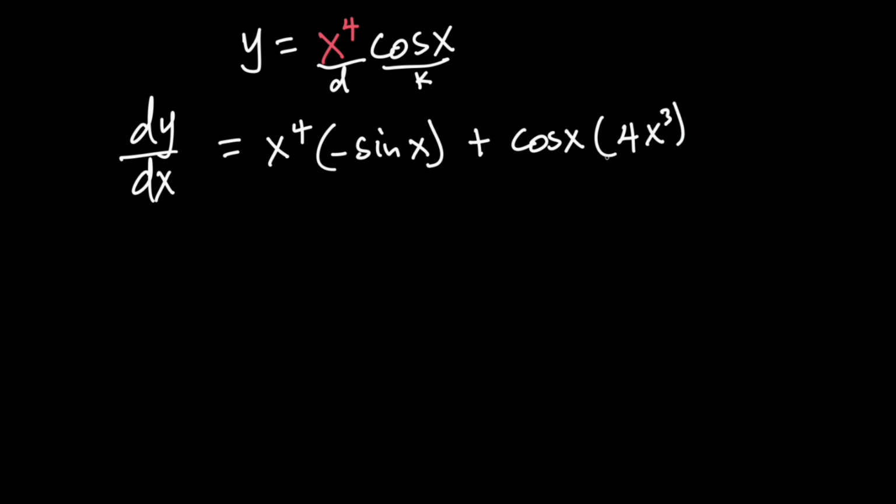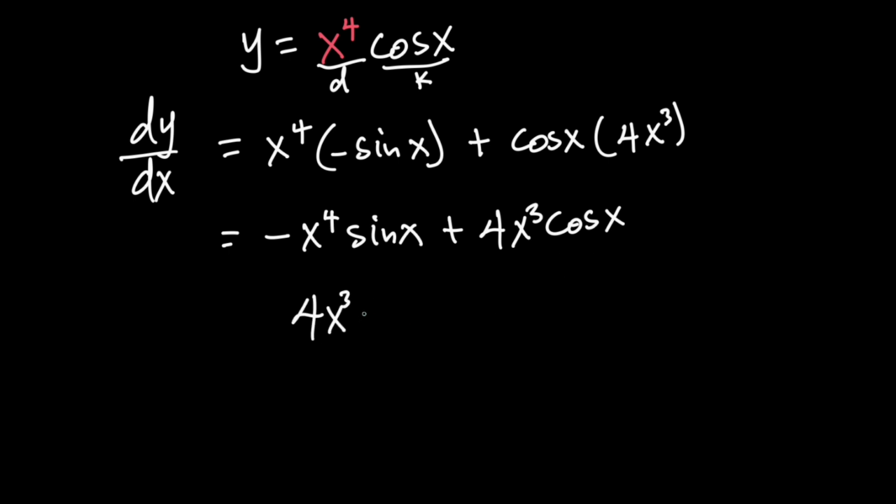Now, to avoid confusion, I just have to move this one to the front. If I do that, there is a minus right here, so I'm going to write that first. So we have minus x to the 4th multiplying sine x. Then I'm also going to write this one before the trig ratio, so plus 4x cubed cos x. To make this look nicer, this will be 4x cubed cos x, then minus x to the 4th sine x. And that is it for this problem.